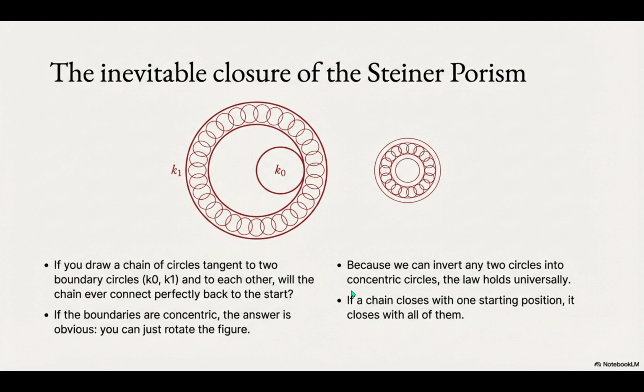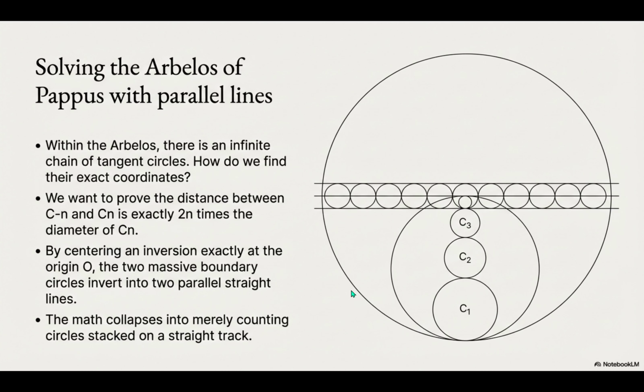When you run the mathematical mirror, those two awkward off-center circles instantly warp and invert into a pair of perfectly concentric bullseye rings. And remember our rule about preservation. The fundamental laws of tangency, things touching each other, are perfectly preserved during inversion. So whatever happens in our perfectly symmetrical concentric world must also be true in the awkward off-center reality. If a chain of circles closes perfectly with one starting position in the bullseye, it will close perfectly with all of them in the asymmetrical world. You've proven a complex truth about a messy system simply by forcing it into symmetry.